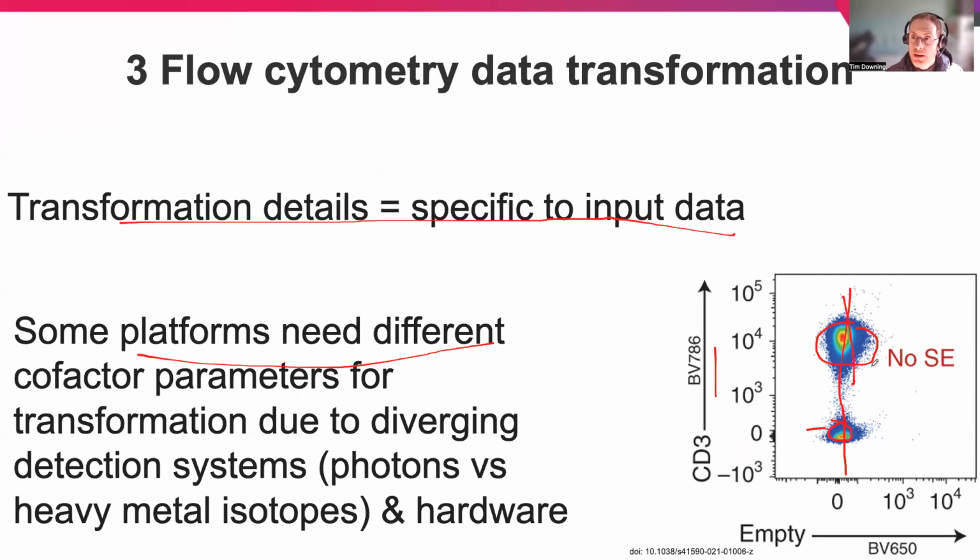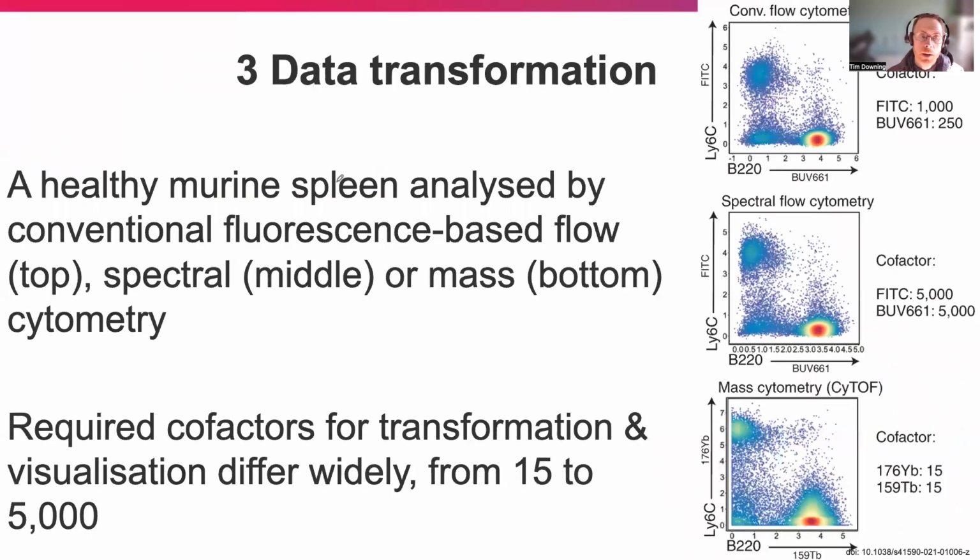And therefore we have a clear distinction between one with this cell marker, a CD3 positive cell marker, and one without. So if you look at example data, this is from a mouse spleen analyzed by fluorescent flow-based approaches, spectral data, or mass spectrometry. So that's the top, middle, and bottom.